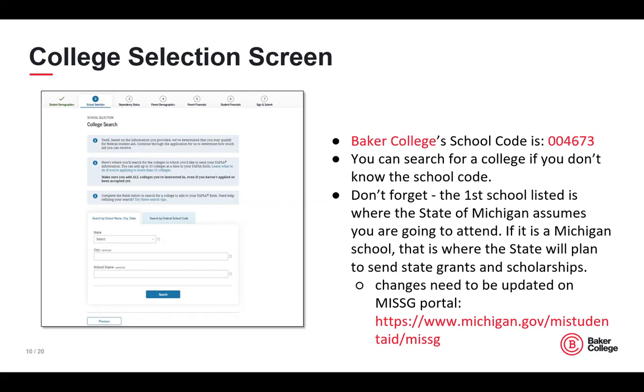Now remember, the first school listed on the FAFSA is where the state of Michigan assumes you're going to attend. If it is a Michigan school, that is where the state is planning to send state grants and scholarships. If you decide to attend a different school than what you originally listed as the number one school on your FAFSA, you will need to update your school choice on the MySSG portal.